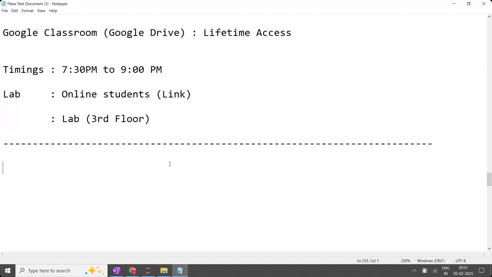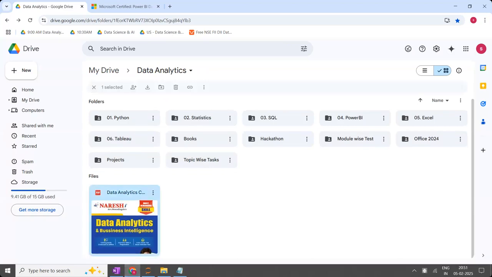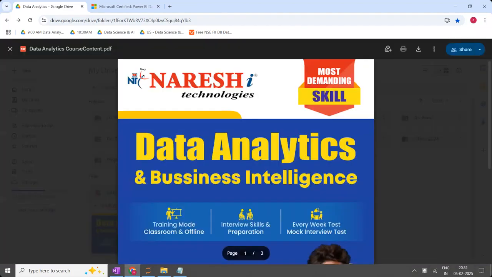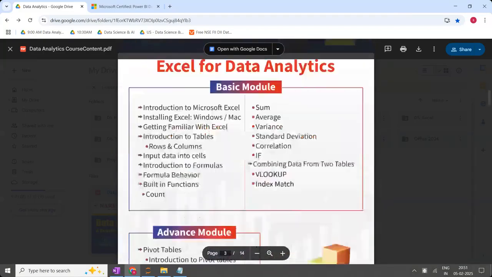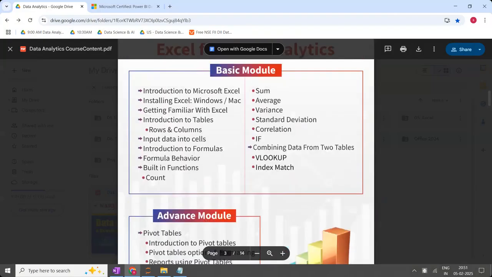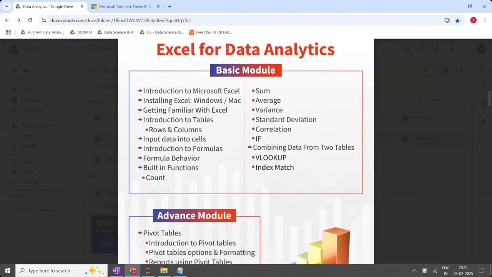Now, within Python, what are the topics we are going to cover? Within SQL, what are the topics we are going to cover? Everything you are going to have here. This is the course content, and it will be shared with you over your mail ID and along with the WhatsApp. I'm going to share the WhatsApp link now itself, so everyone please join the WhatsApp.